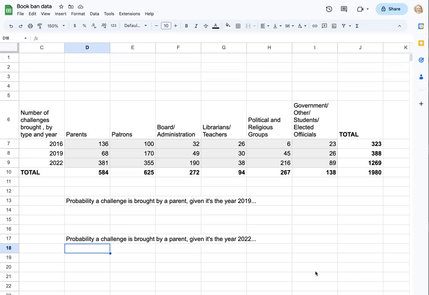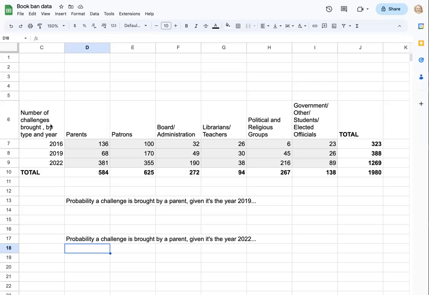Hey everyone, I wanted to give you an example of conditional probabilities using a contingency table. I went out and found some data about book bans. Specifically, this data is about the number of challenges brought to the American Library Association that they could find by type and by year. A challenge is not a ban, it's just a question or a recommendation by somebody to say, we think this book should be banned. It doesn't mean that the ban actually happened.